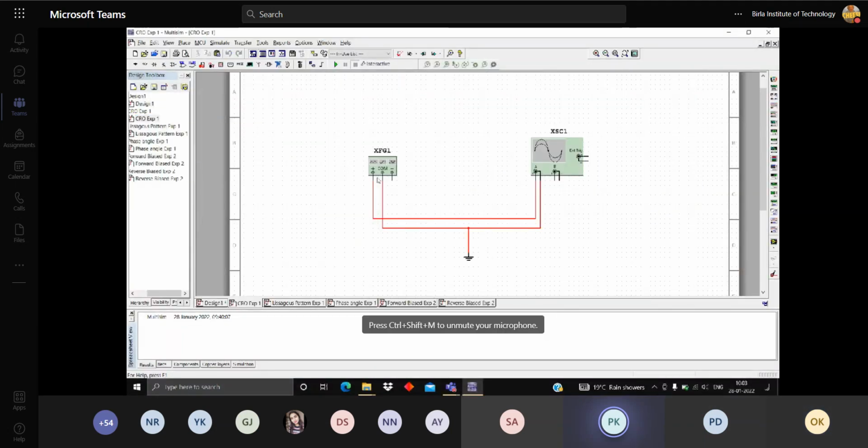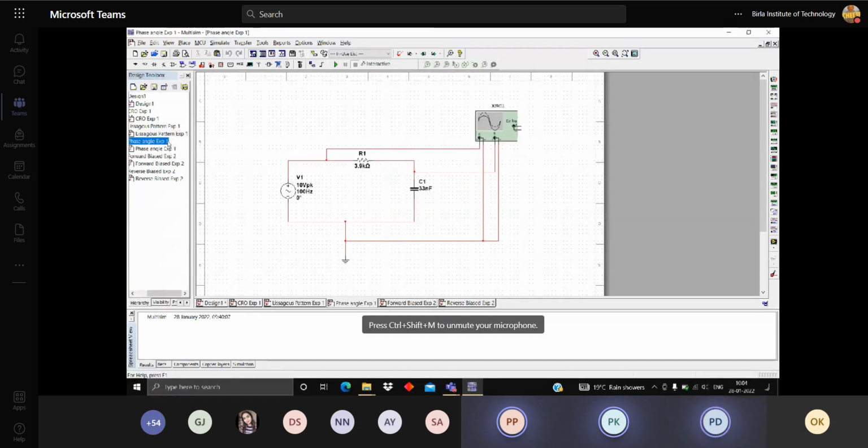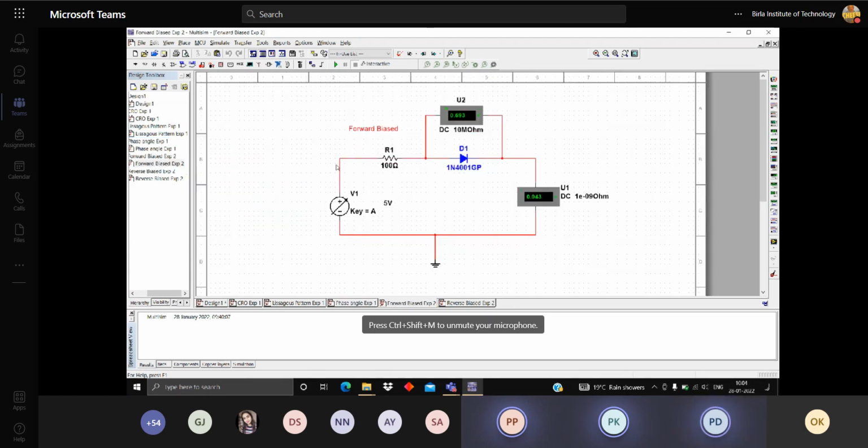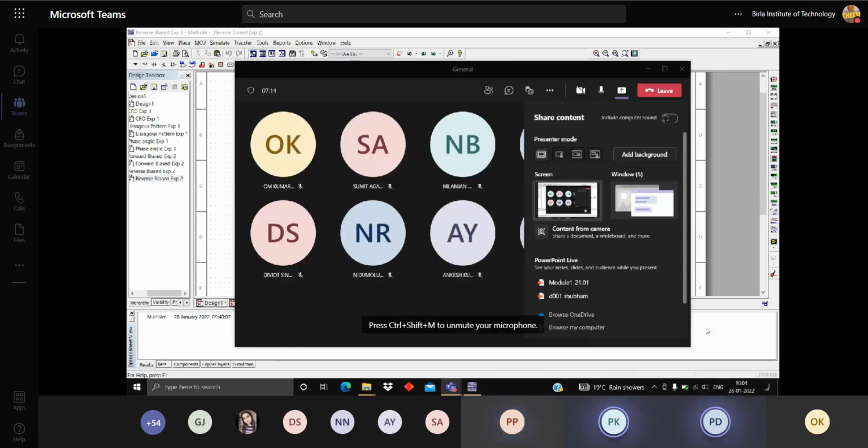Is it visible? Yes, visible. This is the first experiment, AM. This is the second one. And this is the third one. This is the forward bias. And this one is the reverse bias one. Okay. And experiment 3 and 4, I am just doing it. I'll show.